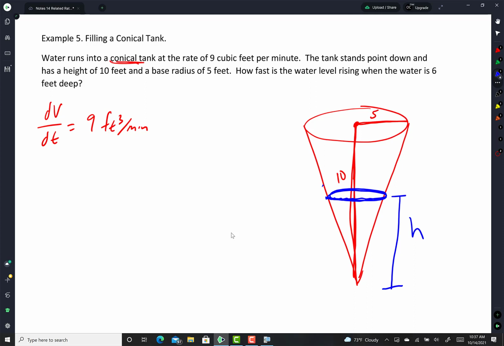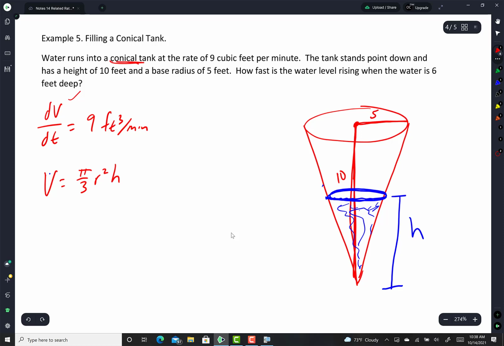How fast is the water level rising? Well, the water that's in here is going to take the shape of a cone. What is the volume of a cone? We just did it earlier. Pi over 3 r squared h. Put that down somewhere. We already have dV/dt, but we're going to need dr/dt to figure out this answer. Does that make sense?